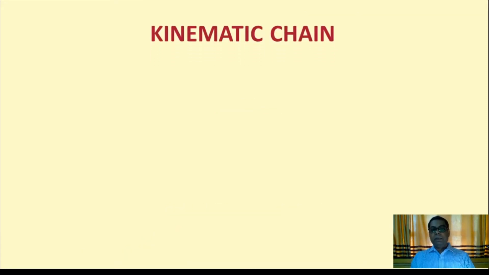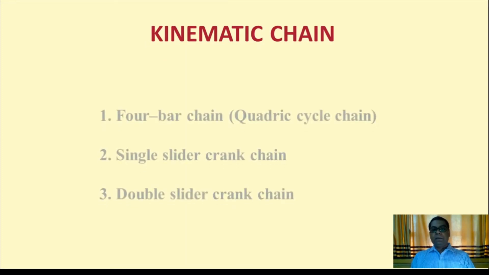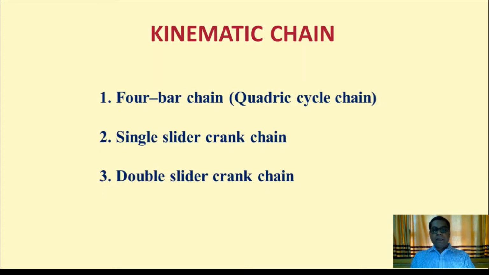So in today's video we are going to discuss the kinematic chain. In a kinematic chain, primarily there are three different types. One is the 4-bar chain or quadratic cycle chain, second is the single slider crank chain, and third is the double slider crank chain.